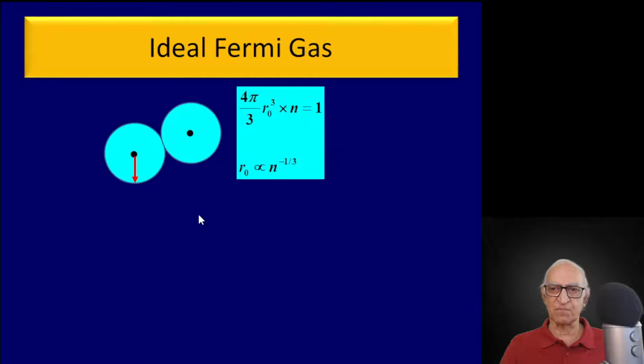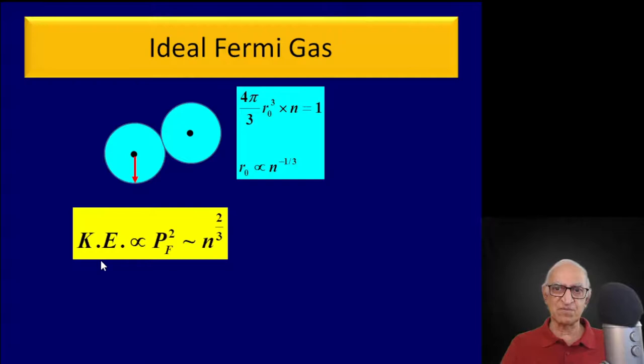If I have an electron gas with a density n electrons per cubic centimeter, the mean distance between the electrons is inversely proportional to density to the power 1 by 3. Now, keeping that in mind, let us ask, how does the kinetic energy of the electron depend on the interparticle distance or the density? We have discussed this ad nauseum, the kinetic energy, typically the Fermi energy, is proportional to density to the power 2 by 3.